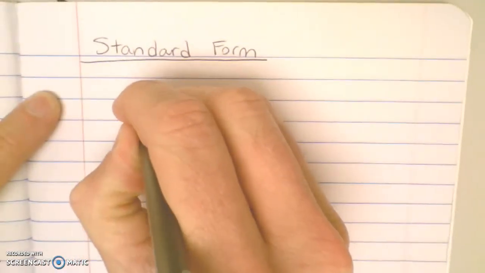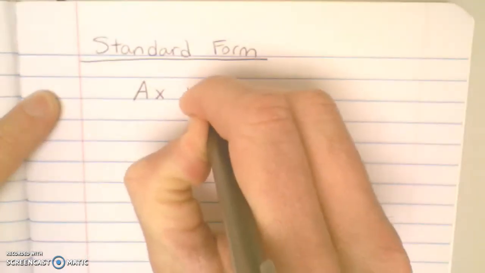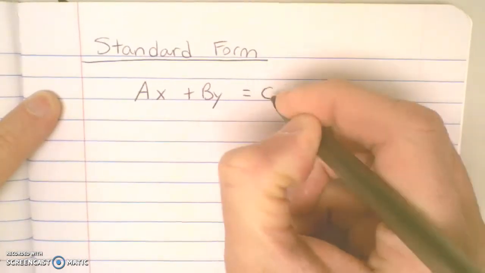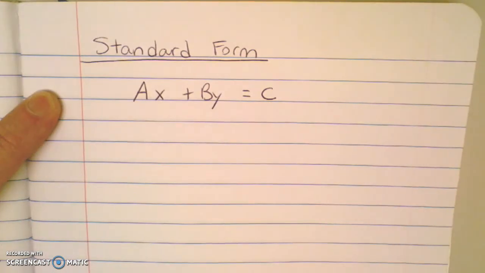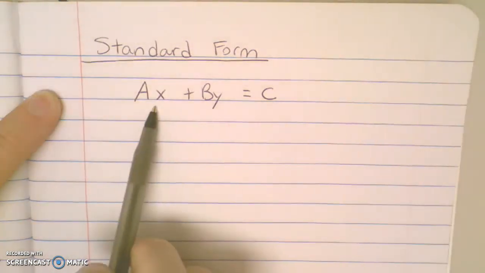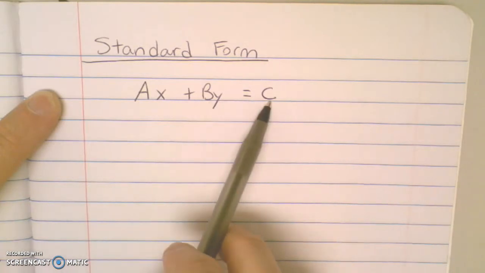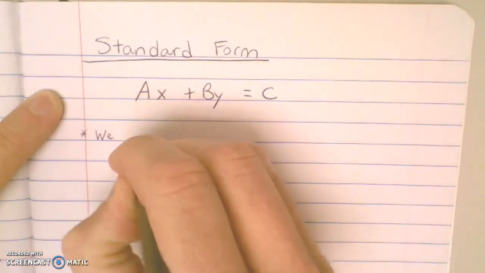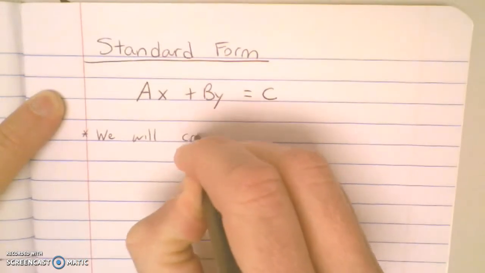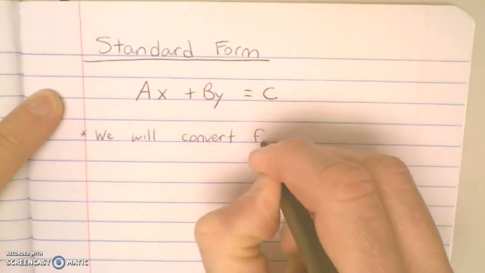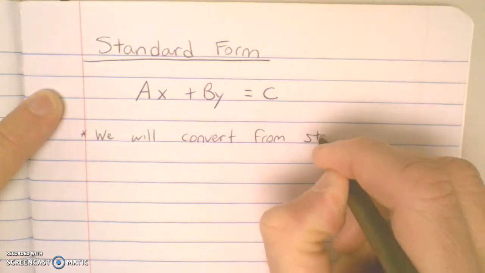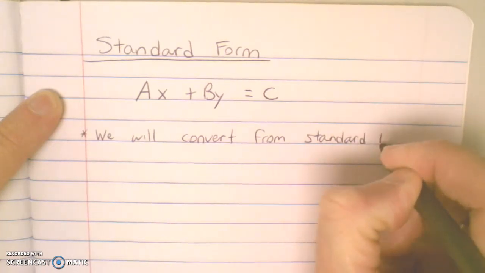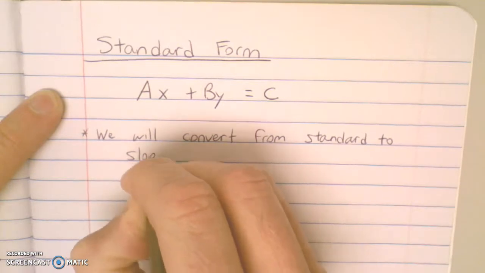Standard form of an equation looks like this: ax plus by equals c. So some number times x plus some number times y equals another number. What we're going to do is convert this from standard form to slope-intercept form.